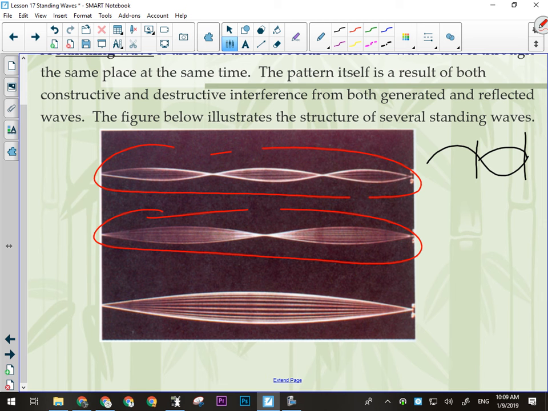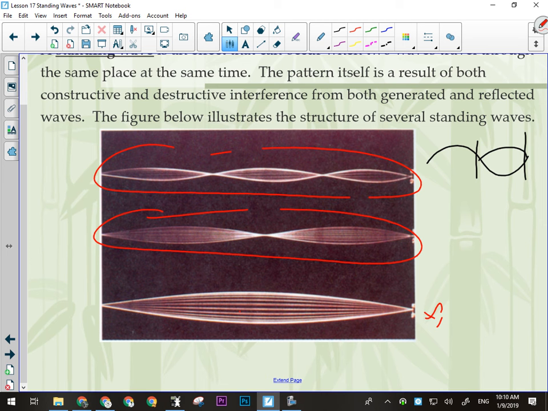Now, if I want to make this pattern on the spring, I would have to shake the spring or the string at a certain frequency. We call that the first frequency that forms the most basic standing wave pattern the fundamental frequency, because it's the first one that makes it. If I want to make this next standing wave pattern, how much faster do I have to oscillate compared to the first? I'm going to cut the wavelength in half.